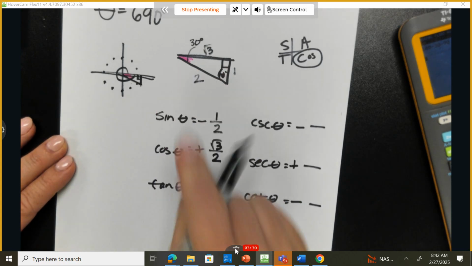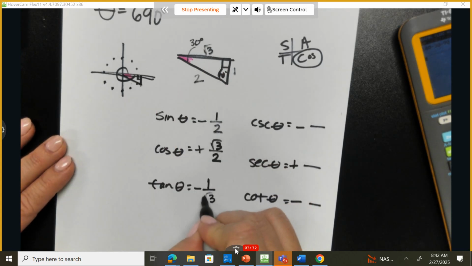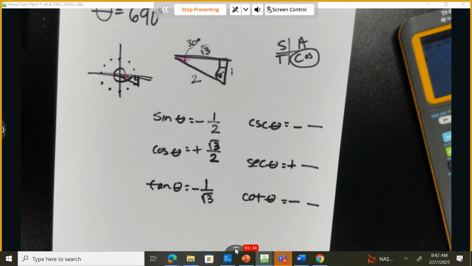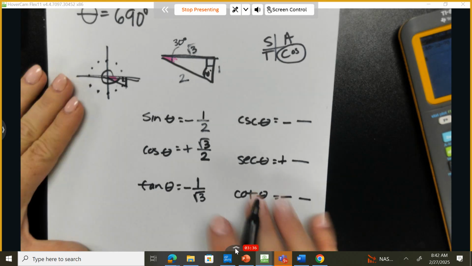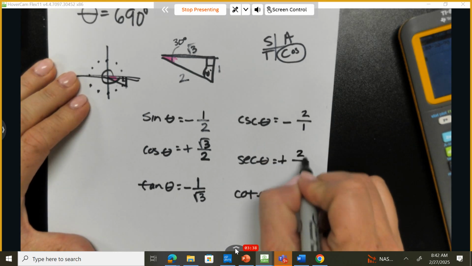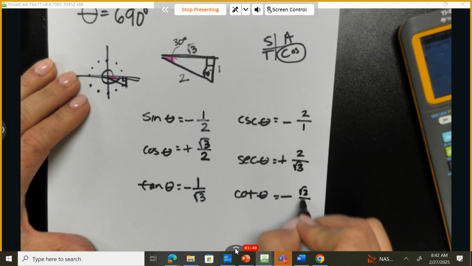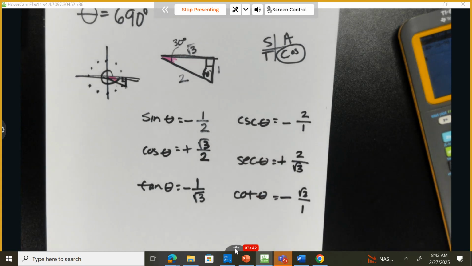Opposite over adjacent. Now mathematically I feel really confident with those answers. Now I need to flip them. So 2 over 1, 2 over the square root of 3, and the square root of 3 over 1. 6 answers. I feel mathematically solid about these, but we have to make sure before I circle them that they are in the proper form.